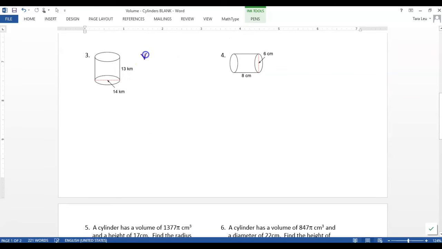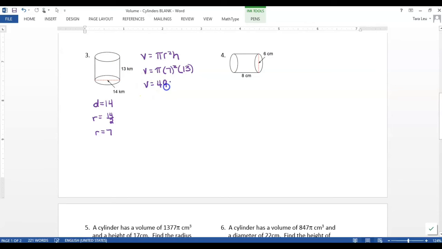Again, this is a cylinder, so we are going to use the same formula. The volume equals pi r squared h. Now this time they gave us 14, and 14 is the diameter of the cylinder. So to find the radius of the cylinder, we're going to take that diameter and cut it in half. So 14 divided by 2 means that the radius is 7. So the volume is pi times 7 squared times the height, 13, because that's the distance between the two circular bases.